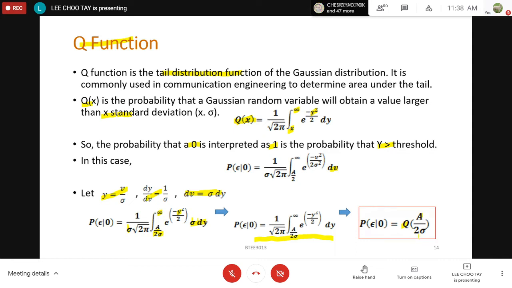Okay, no problem. So this is the probability of error when a 0 is sent. So actually we can easily compute it using the Q function of a over 2 sigma, where a is the amplitude when a 1 is being sent. What is sigma? Sigma is the standard deviation of the noise in the Gaussian channel.